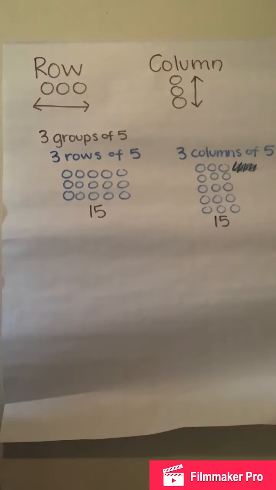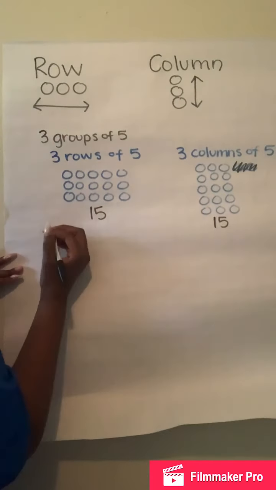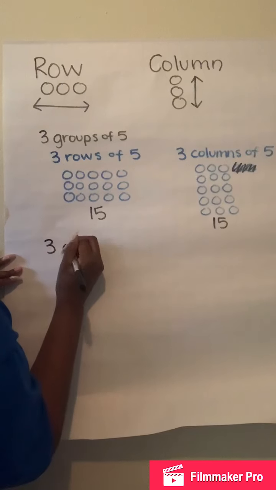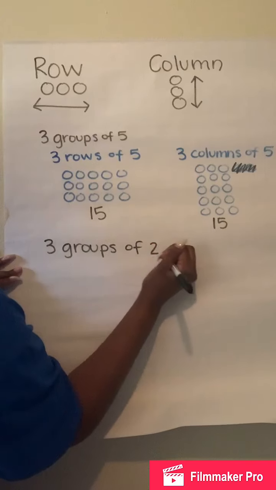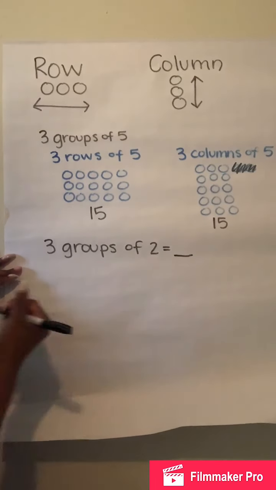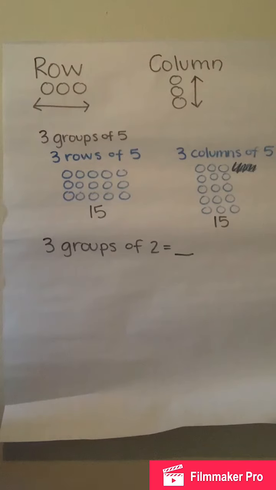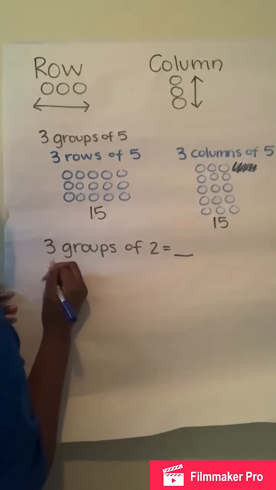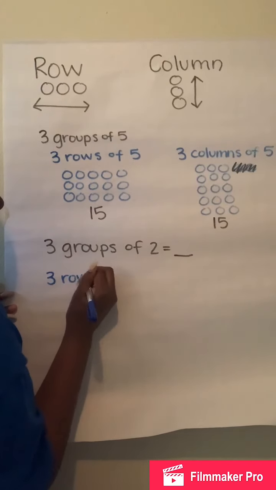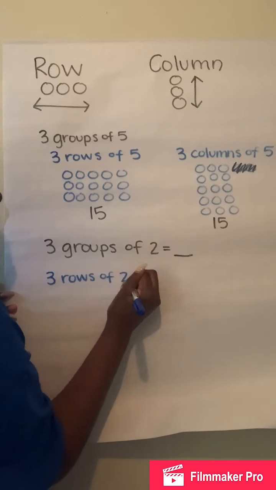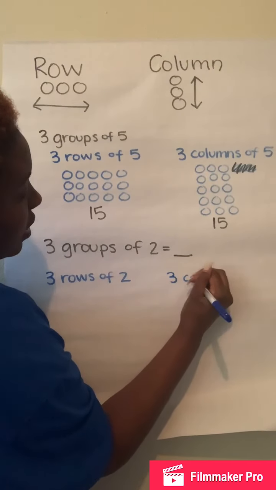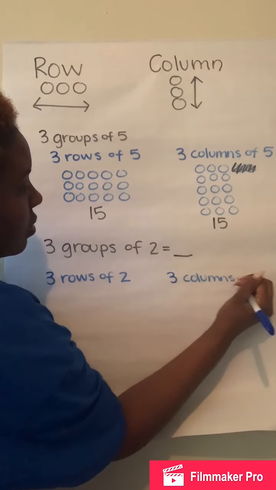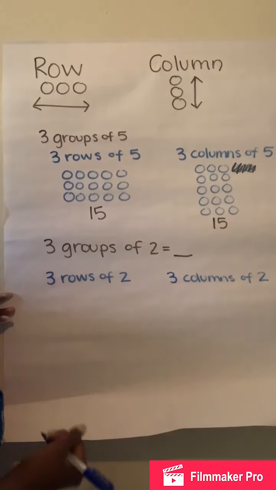Let's try this again. If I have 3 groups of 2, that equals blank. That's my equation. I can draw it 2 different ways. I can either draw 3 rows of 2, or I can draw 3 columns of 2.